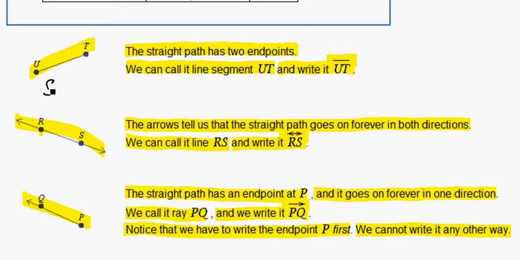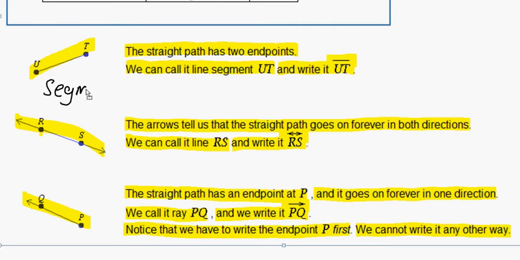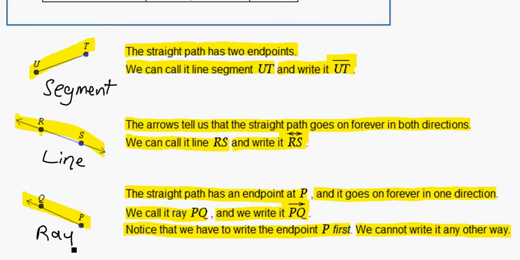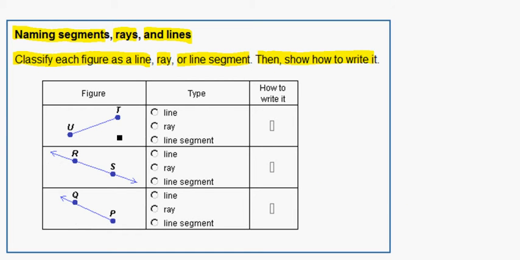So we have our segment first, then our line, and finally our ray. Back to our question and answer it.